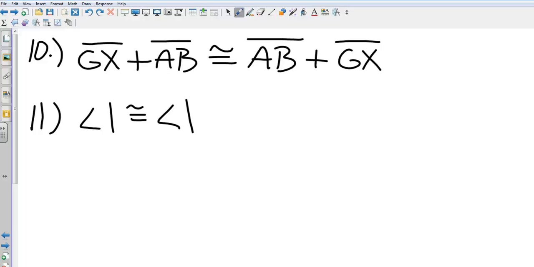Okay, for number 10 and 11, state the property. Okay, state the property that says GX plus AB is congruent to AB plus GX. And also state the property that says angle 1 is congruent to angle 1. Okay, John, GX plus AB is congruent to AB plus GX. What do we got? Which property? Okay, Ireland? Symmetric. Okay.